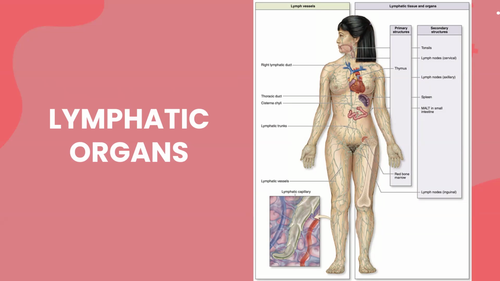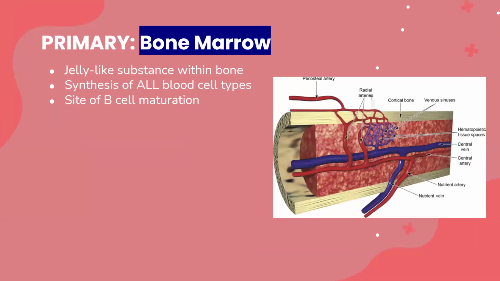Okay, again, they are produced and they mature in the primary structures, while they become specialized and activated in the secondary structures. Okay, so primary structures muna tayo. In the primary structures, we have two: the bone marrow and the thymus.